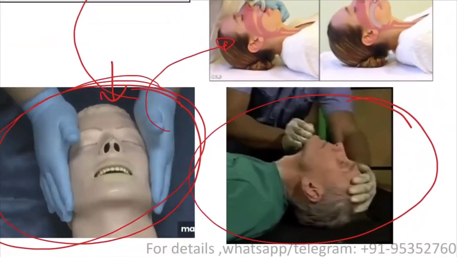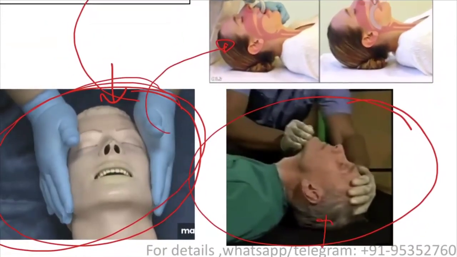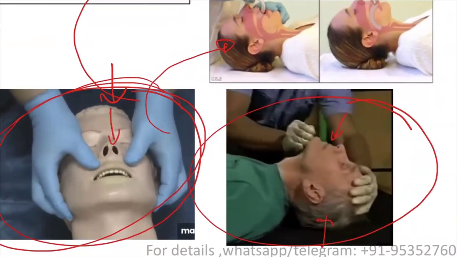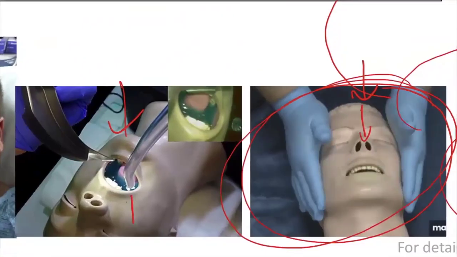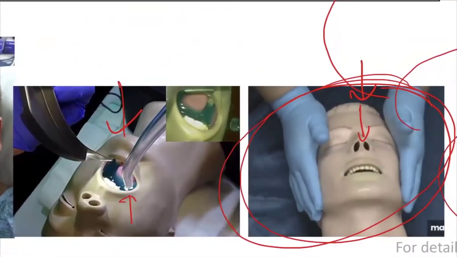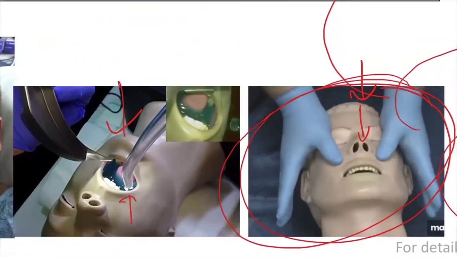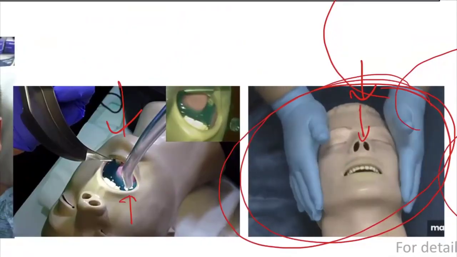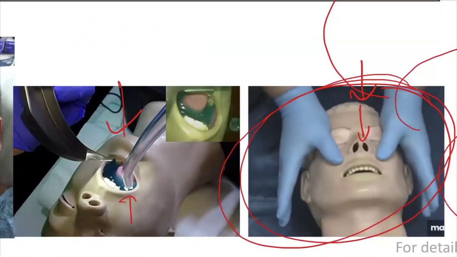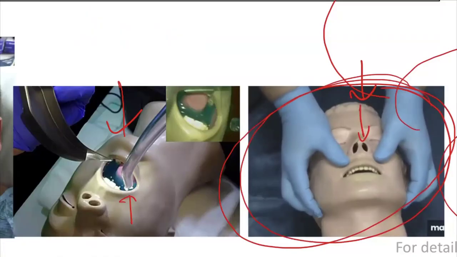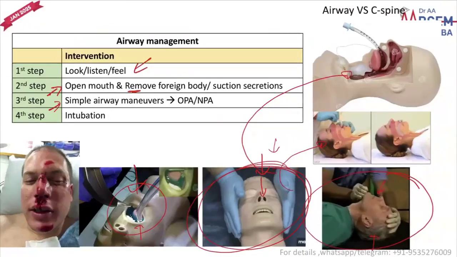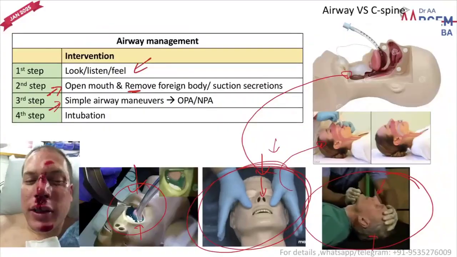Many people get confused. In the head tilt chin lift maneuver, you can see the mouth is not open. In the jaw thrust technique, you can see the mouth is not open. Opening the mouth and suctioning is completely different from simple airway maneuvers. Simple airway maneuvers are required to open the airway, not the mouth. There is a difference between opening the airway and opening the mouth. Do not get confused. That is the airway management we have dealt with.